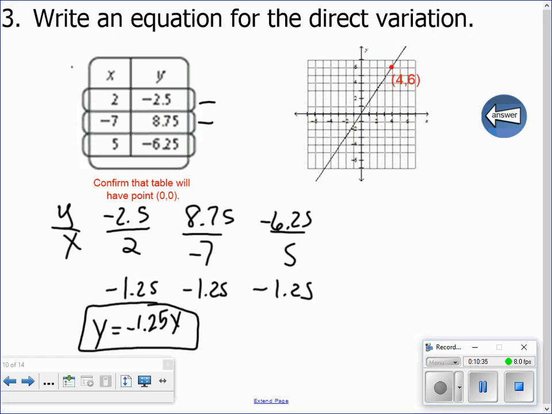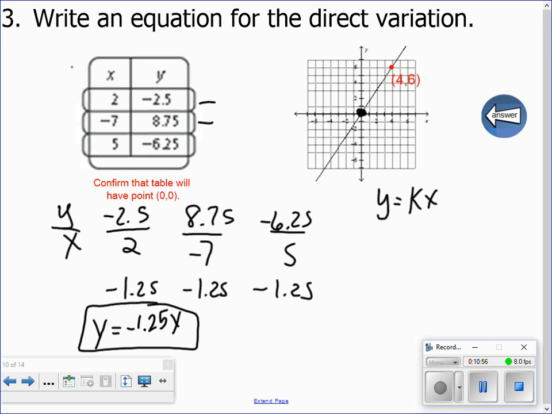For looking at our graph, we know that it's proportional. It goes through the origin. So all I need to find is k. Or actually, let's look at what we were doing before. This y equals kx. We can find k.